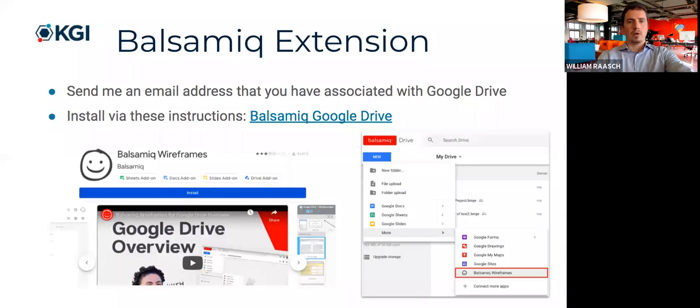So one thing I do want to cover, this is kind of a semi-assignment. You don't really have to do a lot of work on this this week, but just send me an email address that you have that's associated with a Google Drive. Raise your hand if you have used Google Drive.